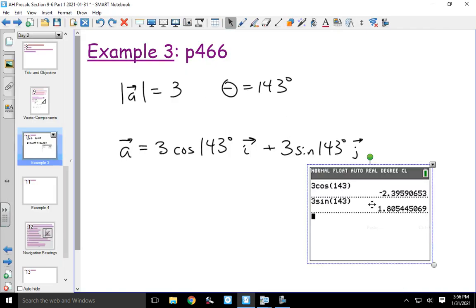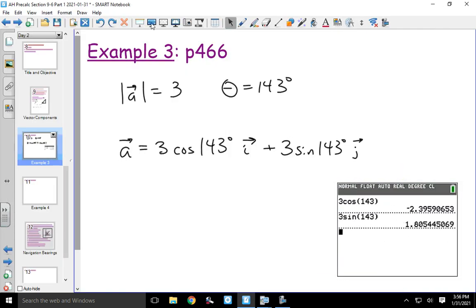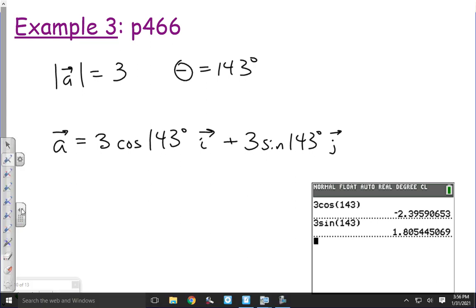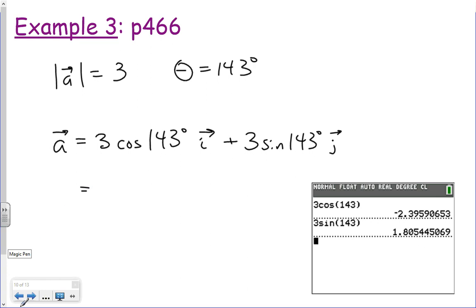We'll write it in that form there. Many times it's nice to just leave it in the form that we already have, since those are nice numbers, but sometimes we're going to need decimal approximations for these, so we'll write it that way. So it was a negative 2.396 times vector i, and then 1.805 times vector j. Don't forget to put your unit vectors on there as well. It's not just the negative 2.3 plus the positive 1.8. Got to get the vectors in there as well.